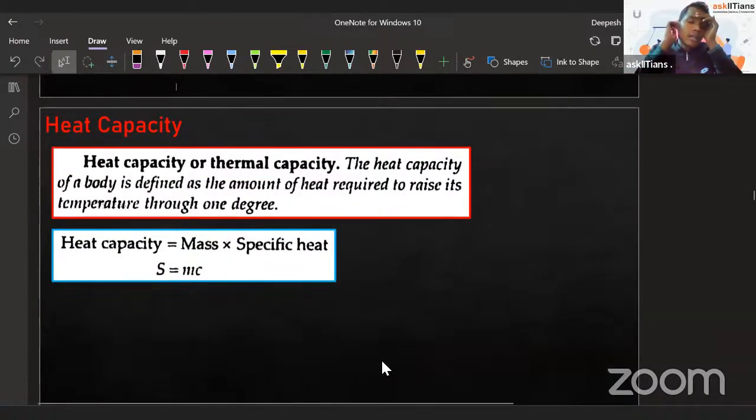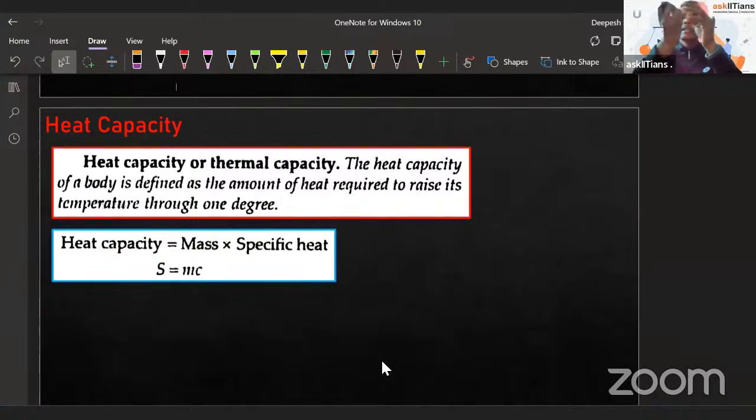The next thing which I will be explaining to you is known as heat capacity. But when you read the concept of heat capacity, you will feel like it is the same thing as specific heat. That is, it is defined as the amount of heat required to raise the temperature through 1 degree. Again, the same kind of definition. The same definition was there for specific heat as well. Same definition is here for heat capacity as well. What is the difference? Now we'll understand it.